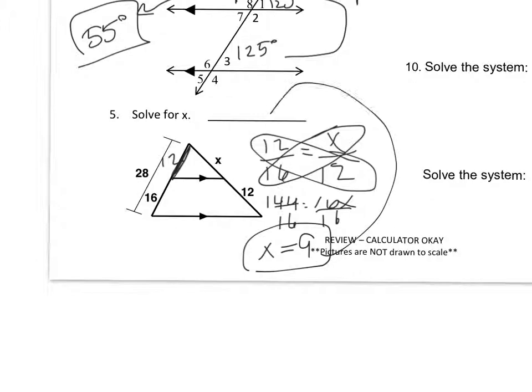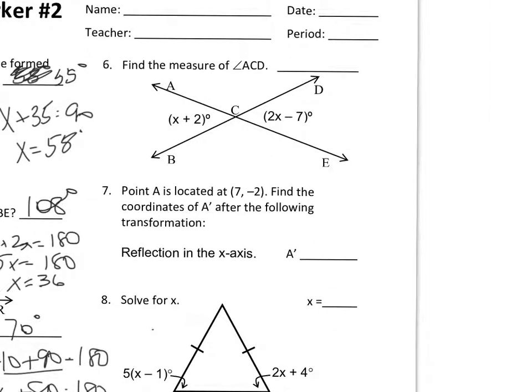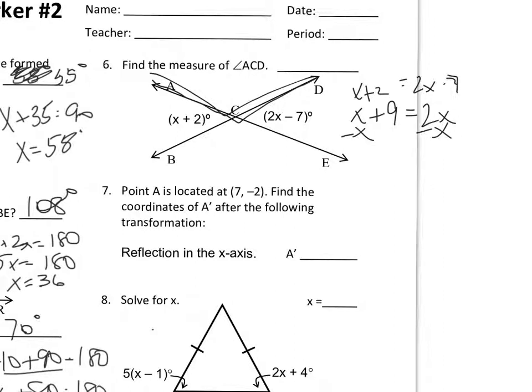Okay, so let's go right up here. Let's go back up to the top. Question 6. Well, look at the question. It says find the measure of ACD. Make sure you know which angle it's talking about. They are vertical angles, so I can set x plus 2 equal to 2x minus 7. Add 7 to both sides, so I get x plus 9 equals 2x. Subtract x from both sides to get the variable to the other side, and I get x equals positive 9. Great start, but we have to figure out this angle first.